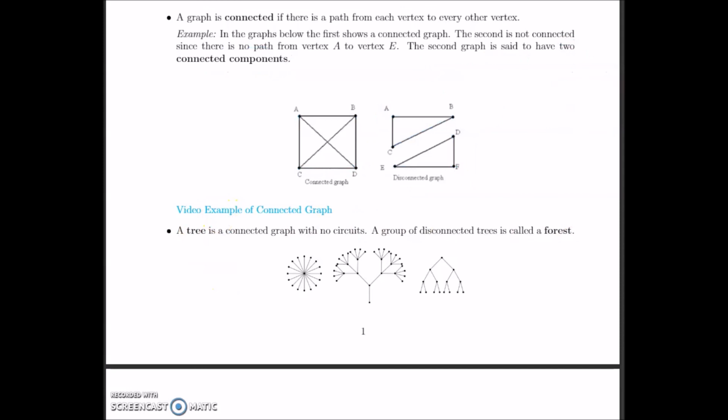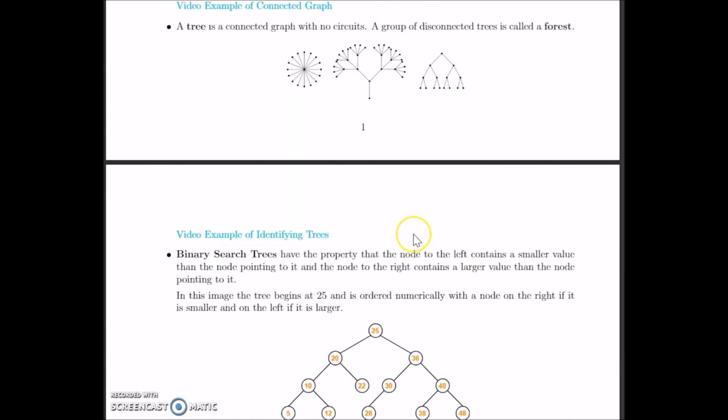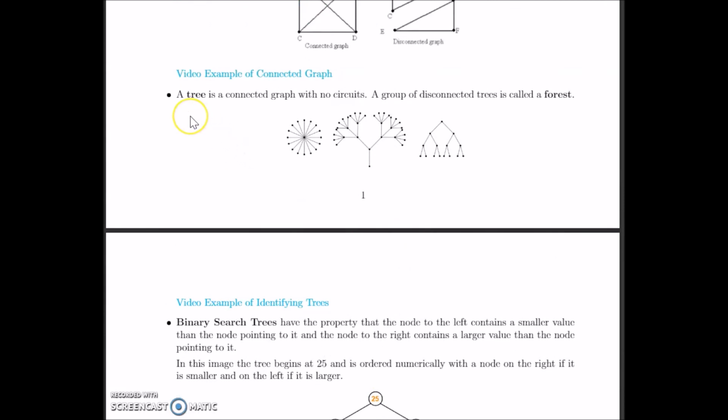Videos are really helpful. The other idea that's in the notes that's important is the idea of trees, okay? A tree is a connected graph with no circuits. You can think of it as the general idea right here, where we have the root and the trunk grows and we have branches spreading out. So there are no cycles, no cycles whatsoever. These are all examples of trees.